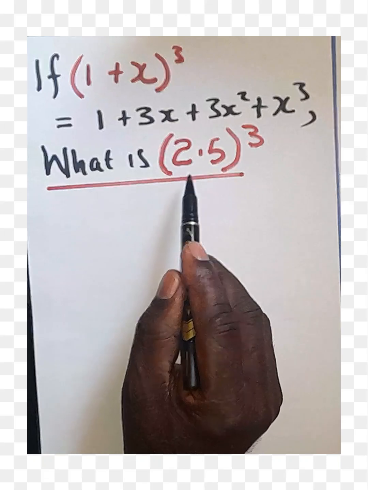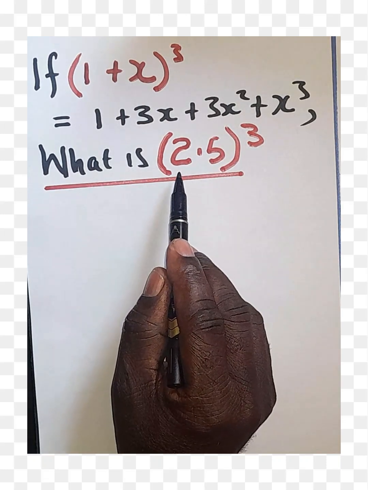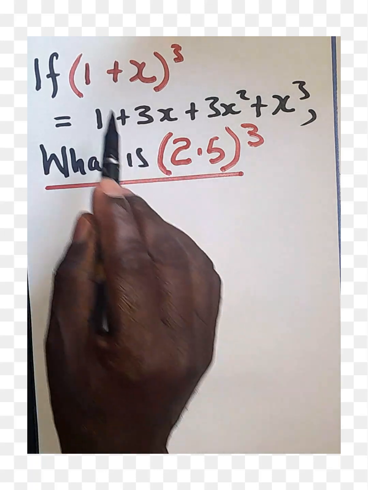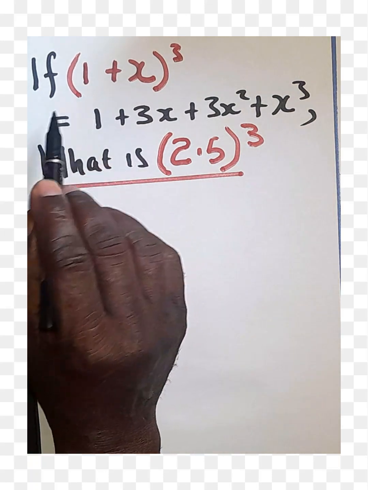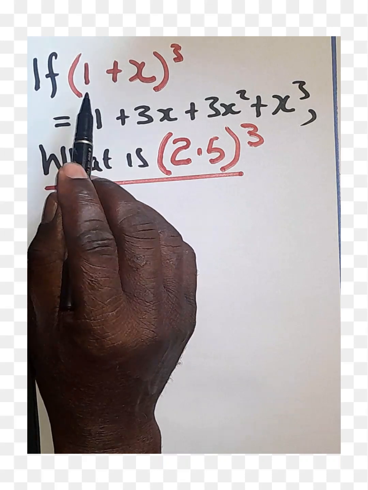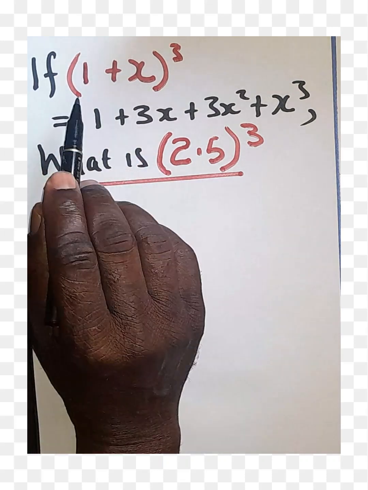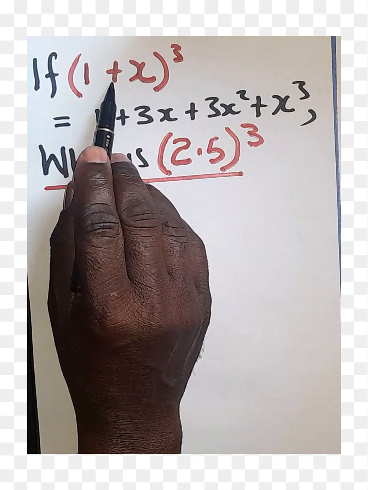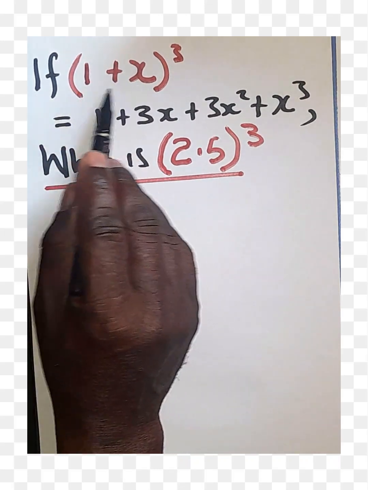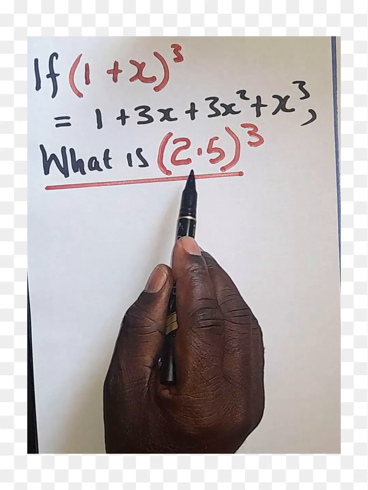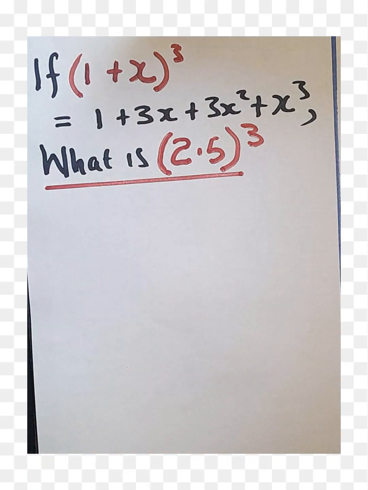Right. So what we need to do here is to first of all write our 2.5 as a binomial. Remember, a binomial is an algebraic expression consisting of two terms linked together by a plus or minus sign. In other words, this here is a binomial. It's 1 plus x. So let's write our 2.5 as a binomial.